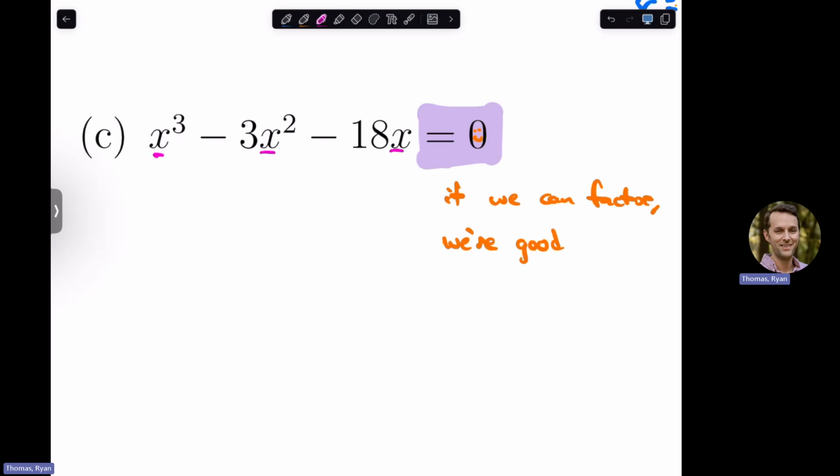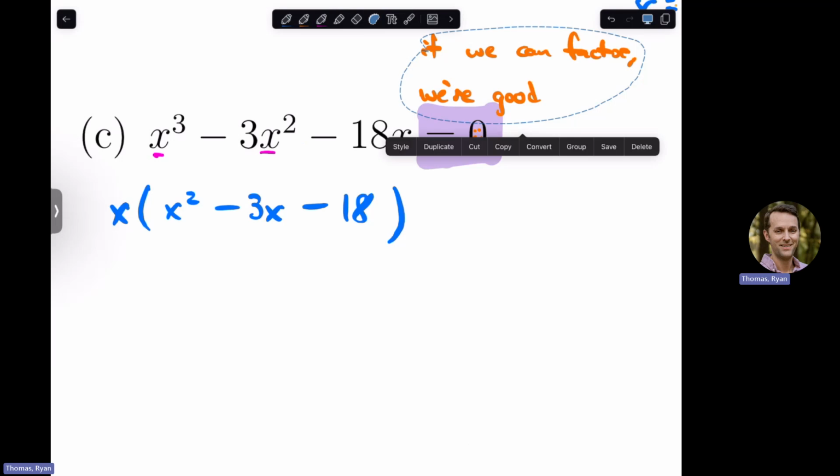Okay, so one, there's a common factor of x all the way across. That's good. Common factors can come out. So if I factor x out of everything, what's left? x squared minus 3x minus 18. What kind of thing is that?